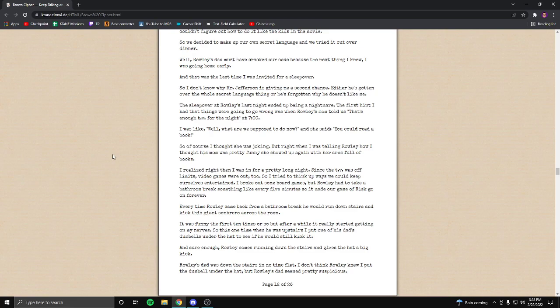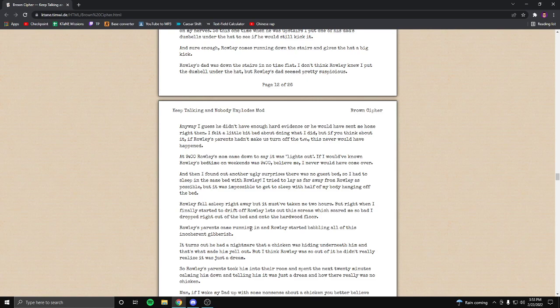And sure enough, Riley comes running down the stairs and gives the hat a big kick. Riley's dad was down the stairs in no time flat. I don't think Riley knew I put the dumbbell under the hat, but Riley's dad seemed pretty suspicious. Anyway, I guess he didn't have enough hard evidence or he would have sent me home right then. I feel a little bit bad about what I did, but if you think about it, if Riley's parents hadn't made us turn off the TV, this never would have happened.